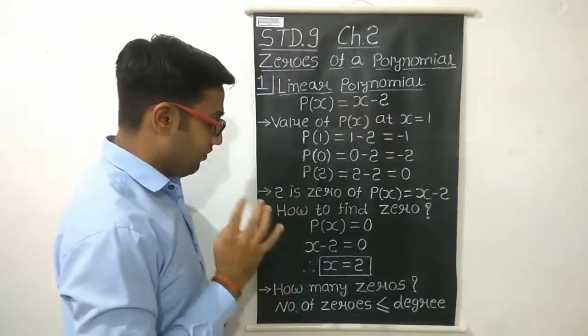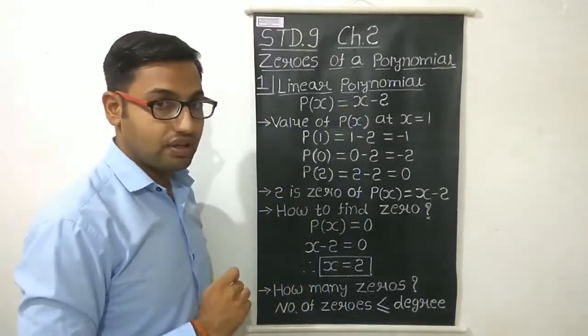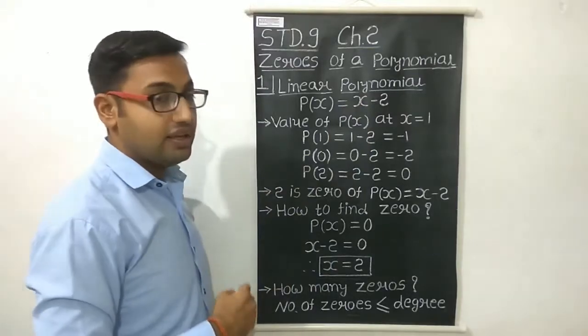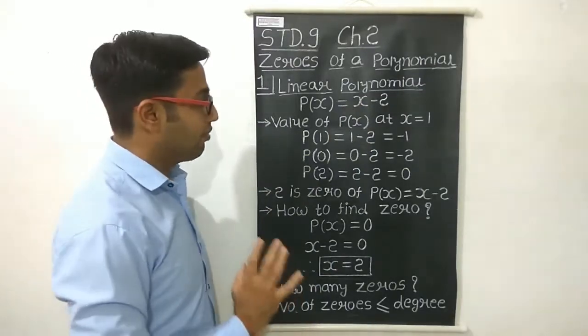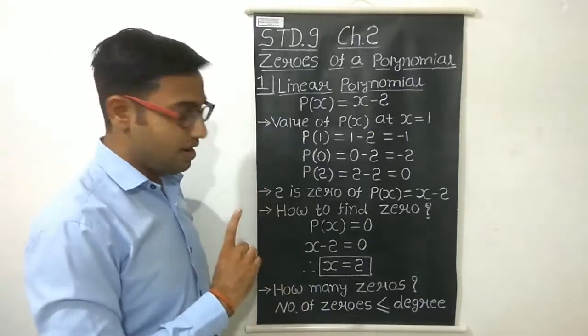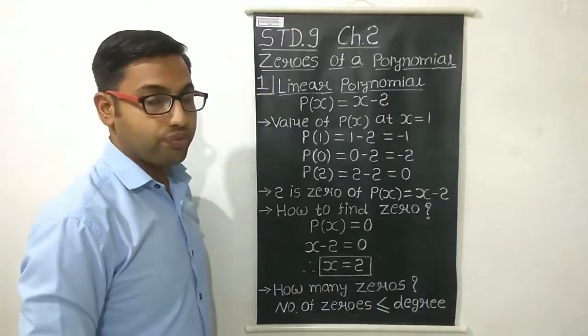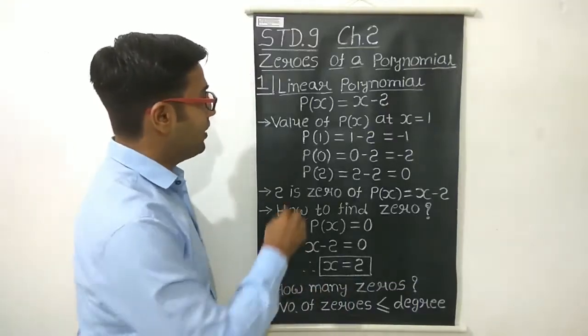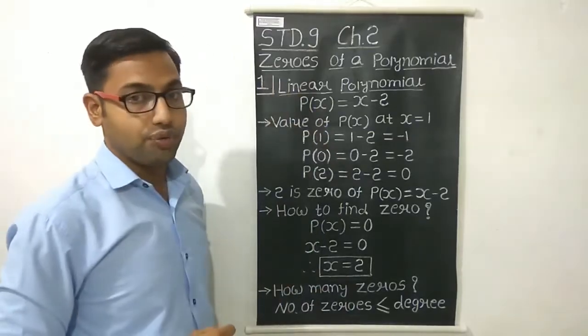That is why we get the maximum number of zeros equal to 1. We cannot get more than 1 zero. The maximum number of zeros we get is equal to 1. For this case, that 0 is 2. So in this way, we can find out the 0 of the linear polynomial.